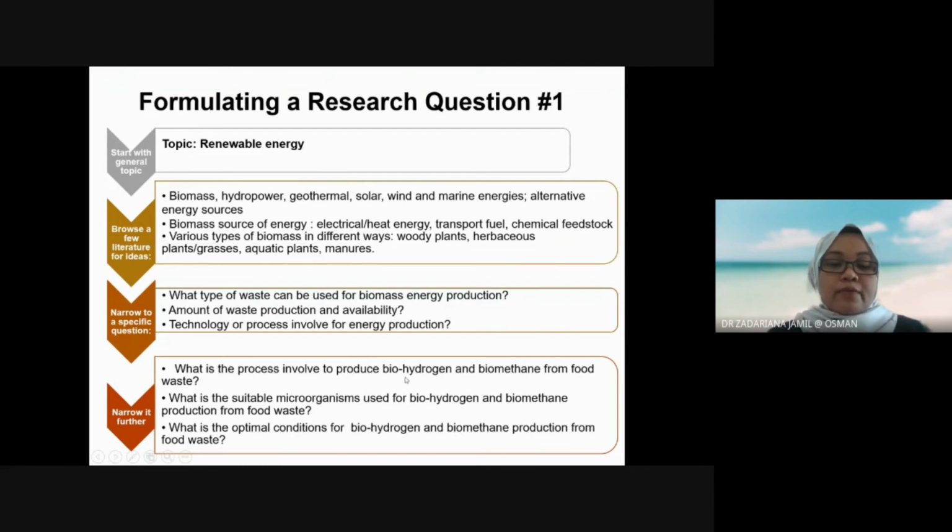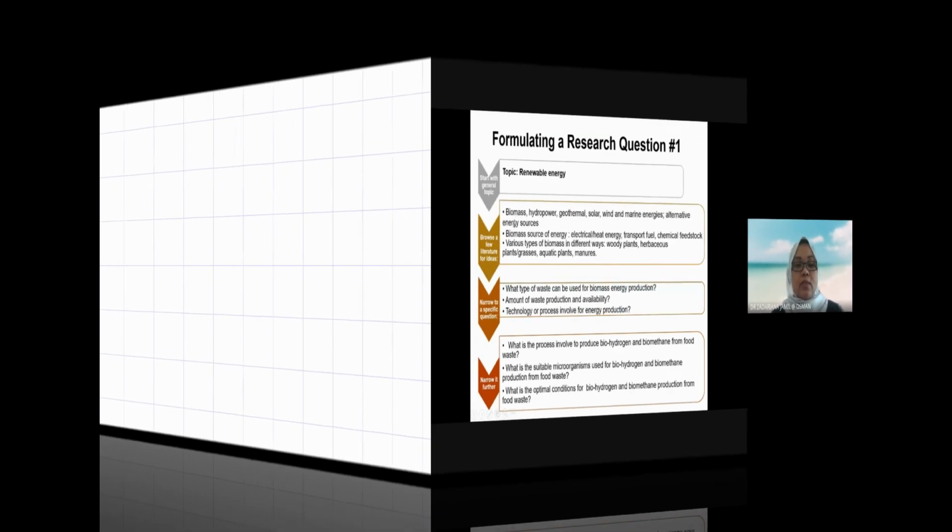So the first one, they want to know what is the process that can produce biohydrogen and biomethane, and then what is the suitable microorganism used for biohydrogen and biomethane production. And finally, the question is on the optimal conditions for biohydrogen and biomethane production from food waste. What is the optimal condition? So this is how we formulate research questions.